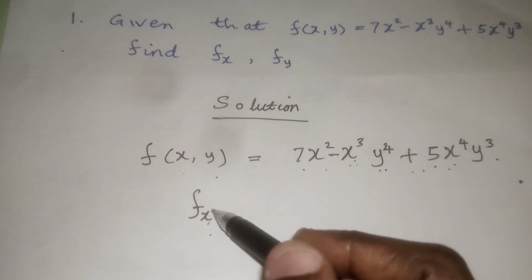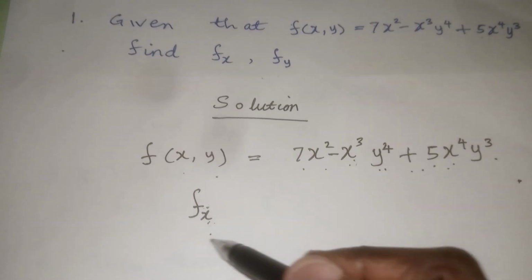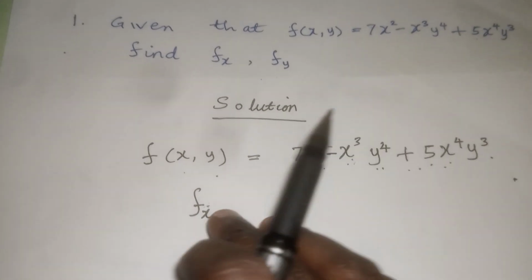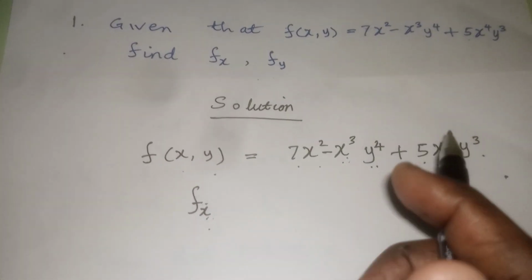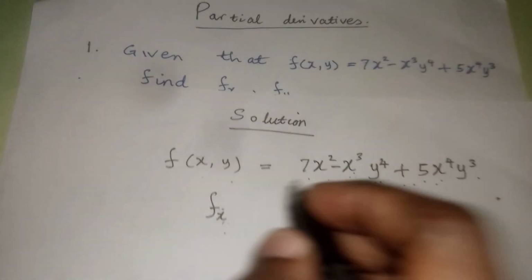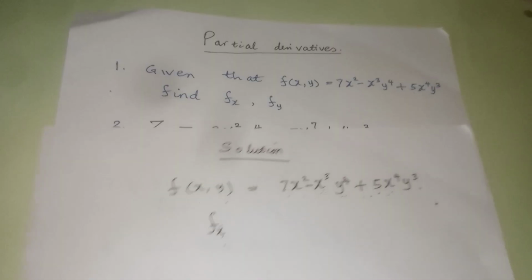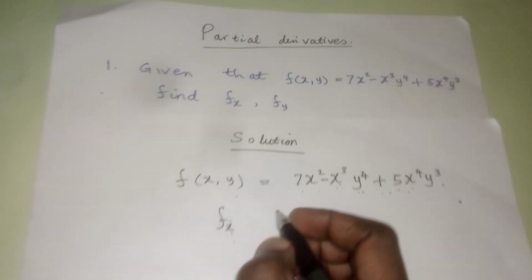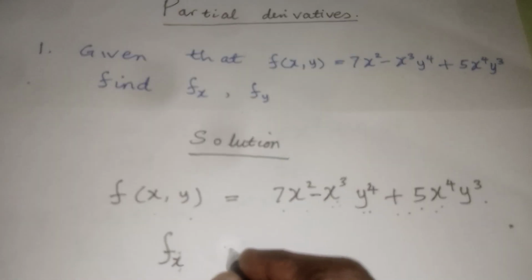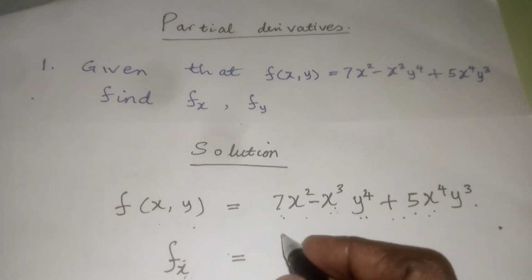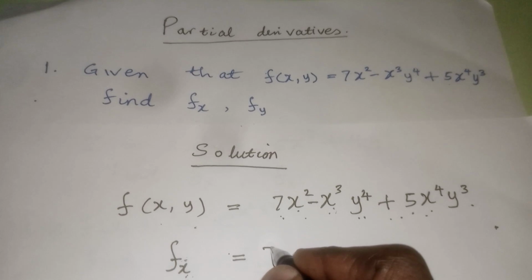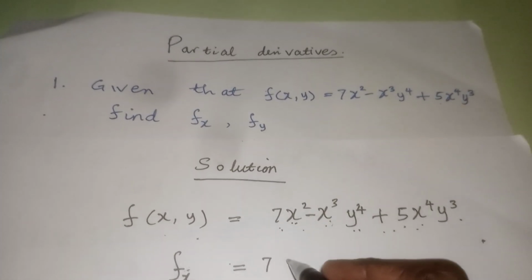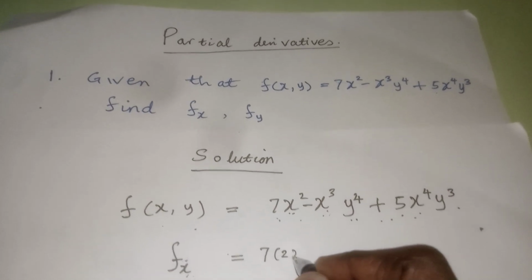It means that only x is variable. The remaining terms are constant with the exception of x. Now let us solve. This should be equal to, here 7 is constant, x is variable. We have to differentiate x using the power rule. The derivative of x squared is 2x.